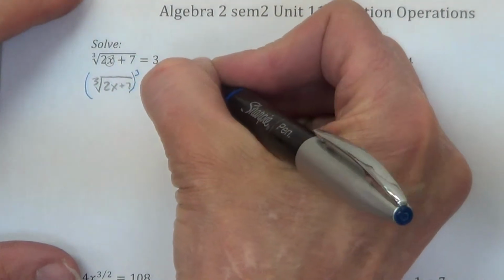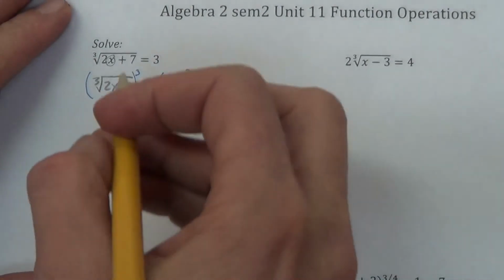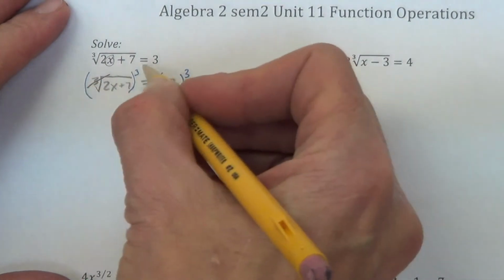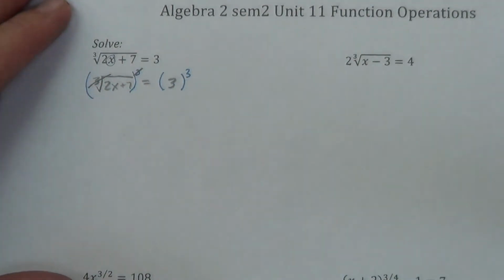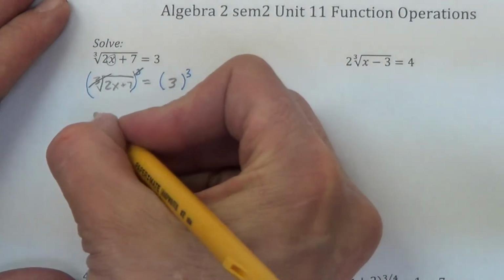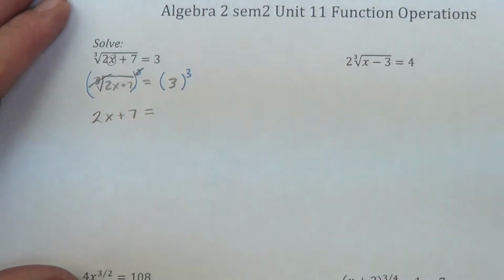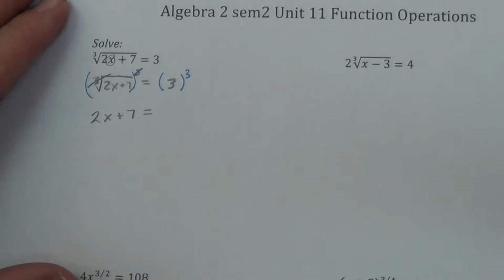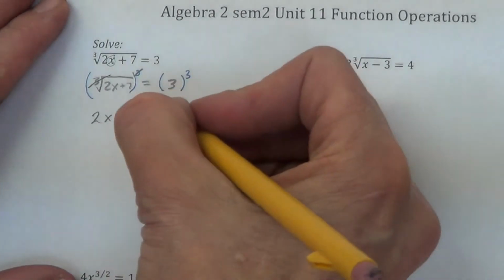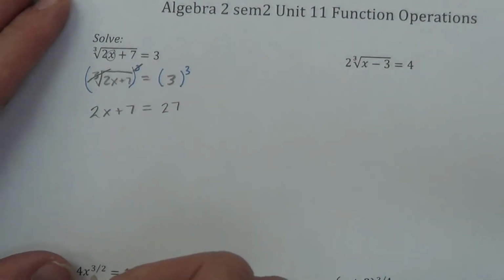What we do on one side, we have to do on the other. By raising it to the cubed power, we've gotten rid of the root, because we'd be taking it 3 times, and that would get it out of prison. So now we rewrite. We have 2x plus 7 equals 3 cubed, which is 3 times 3 times 3. I hope that you've memorized that. It's 27. Now we just go ahead and solve it.